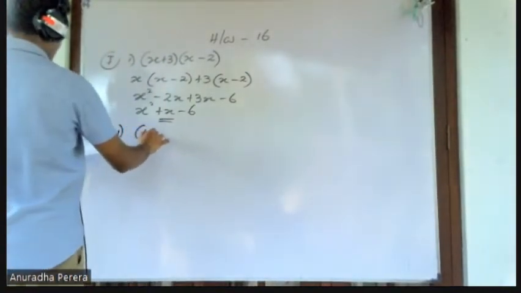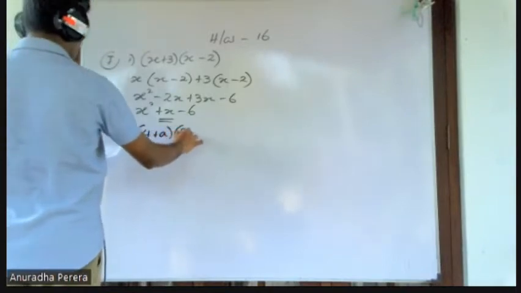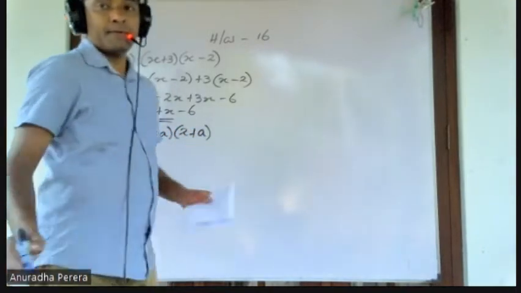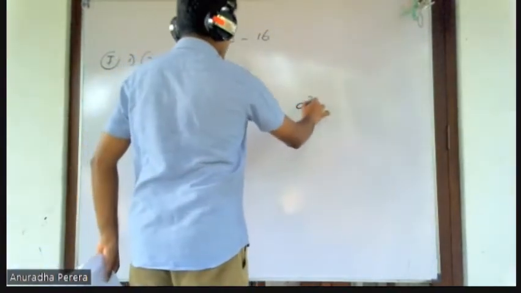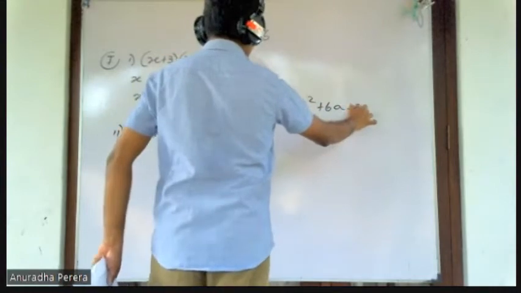Four plus a, 2 plus a. Right. The answer? A squared plus 6a plus 8. Alright, let us see.